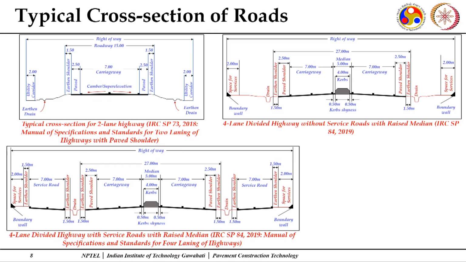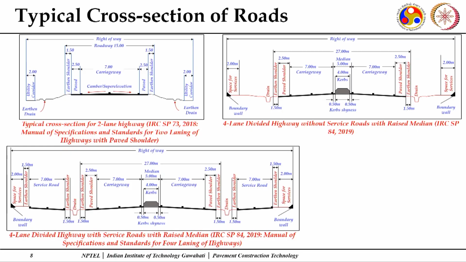Now, I will show some typical cross sections, how it looks like. Now, see, these are typical cross sections. I am trying to show the surface features, not the composition of it. So, here you can see the first one is a typical cross section of a two-lane highway. This is again a description which has been recreated using the reference of IRC SP 73 2018, which is the manual of specifications and standards for two laning of highways with paved shoulder.